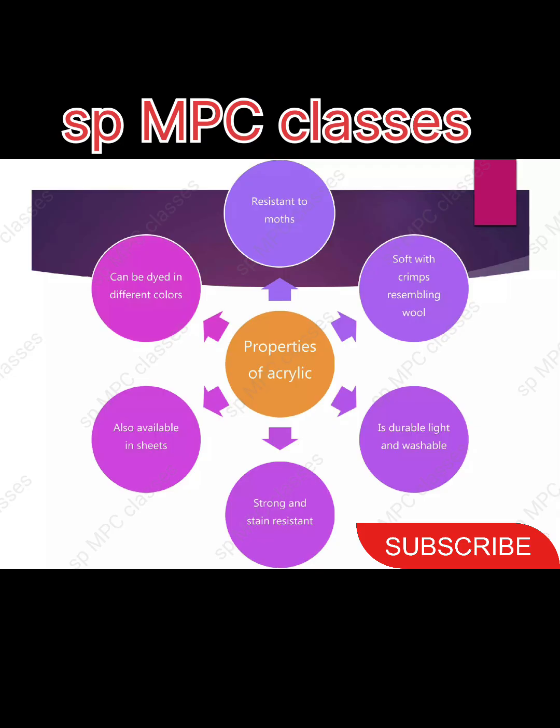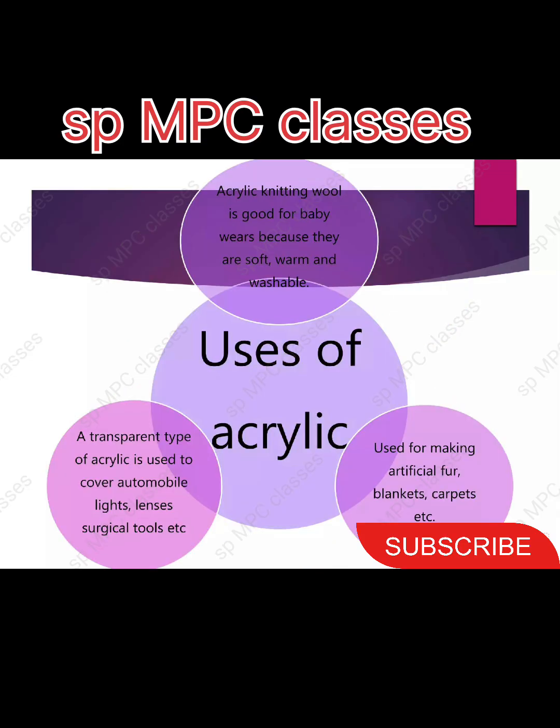Properties, if we see: resistant to moth, soft with crimps resembling wool, durable, light and washable, strong and stain resistant, also available in shades, can be dyed in different colors. We can make carpets, doormats. By using acrylic we are making many things. Let us see one by one.